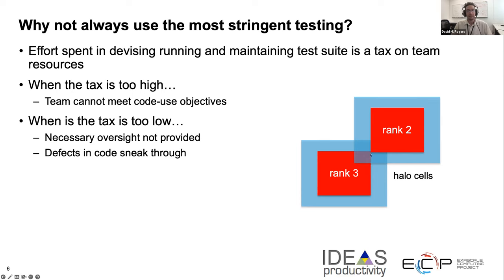And usually codes actually have some sort of finite range. If this range becomes larger than the next rank or something, then there's an extra difficulty that comes in actually making this Halo exchange work. So there's usually assumptions of some sort built into Halo exchanges, and tests can help you make sure that those assumptions match what your code is actually doing.